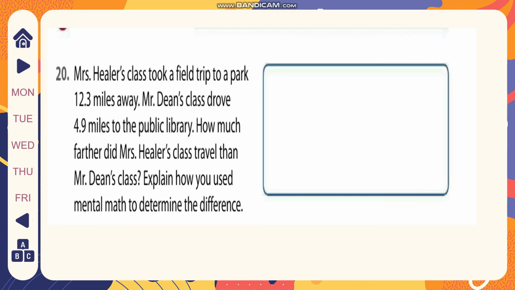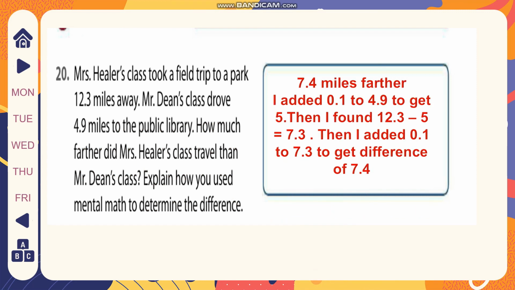Number 20. Mrs. Healer's class took a field trip to a park 12.3 miles away. Mr. Dean's class drove 4.9 miles to the public library. So how much further did Mrs. Healer's class travel than Mr. Dean's class? Explain how you use mental math to determine the difference. So the answer is 7.4 miles farther.